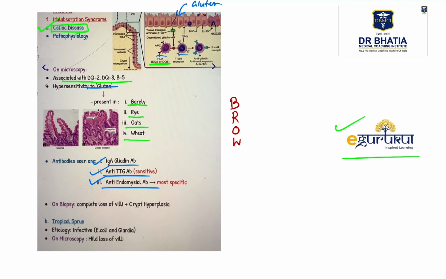On biopsy, see here, this is normal and here this is celiac disease. In case of celiac disease, there will be flattening of the villi or complete loss of villi along with crypt hyperplasia. This is the pathological description. So this is about celiac sprue, beautifully given in the e-Gurukul app 3.0 notes.